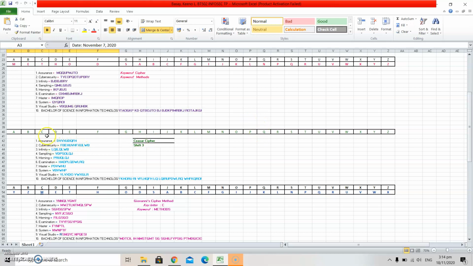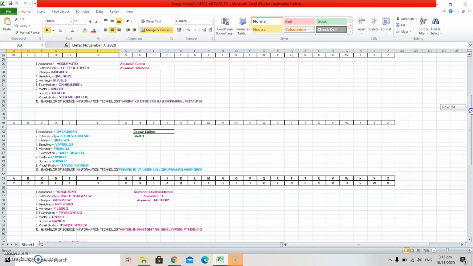And letter C, shift 3: 1, 2, and 3 will become letter F. Letter E, shift 3: 1, 2, and 3 will become letter H. The Caesar cipher is, to get the output, you will do shift 3. Example, letter A, shift 3: 1, 2, and 3. So the shift 3 of letter A is letter D. That is Caesar cipher.